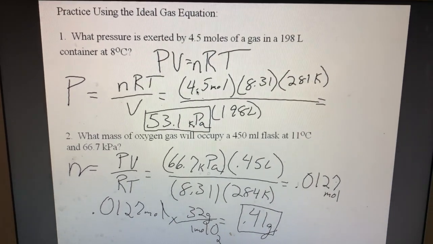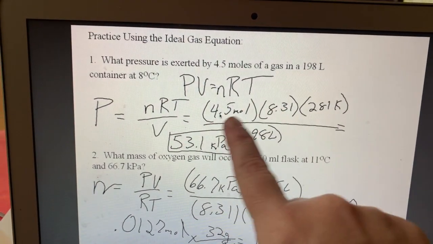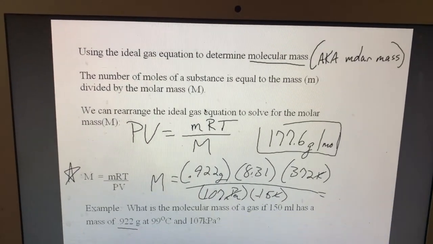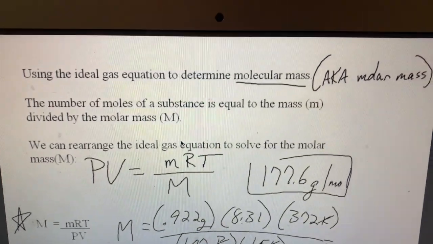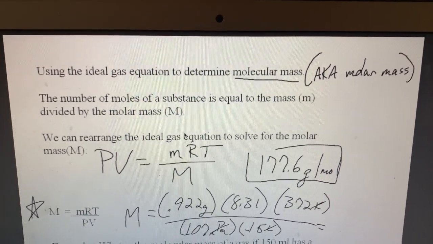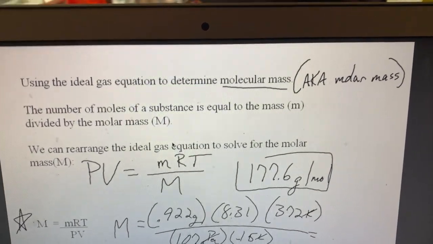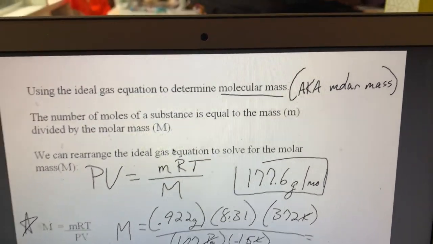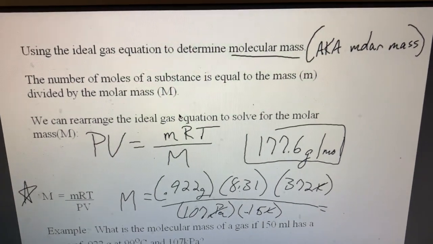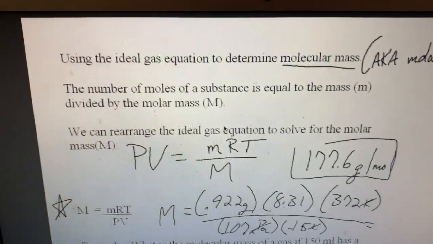Okay, next up, we're going to manipulate PV = nRT to allow us to get a couple different things. Using the ideal gas equation, we can determine the molecular mass, also known as the molar mass. I will ask using both terms, as any textbook or AP problem pretty much would. So just know that those two are interchangeable, all right?